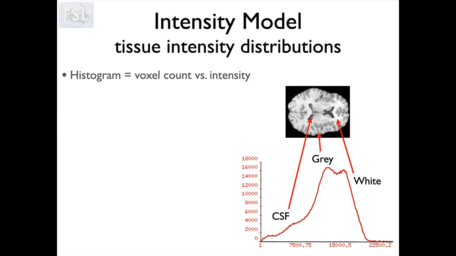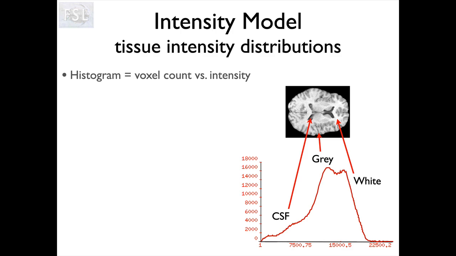So the idea behind tissue segmentation using this image is that we're going to base it on the intensities. Because if you look at that image, you can see the different intensities. The CSF is darker than the other tissues, the grey matter is in between, and the white matter is the brightest. And we can look at that image in the way of a histogram.